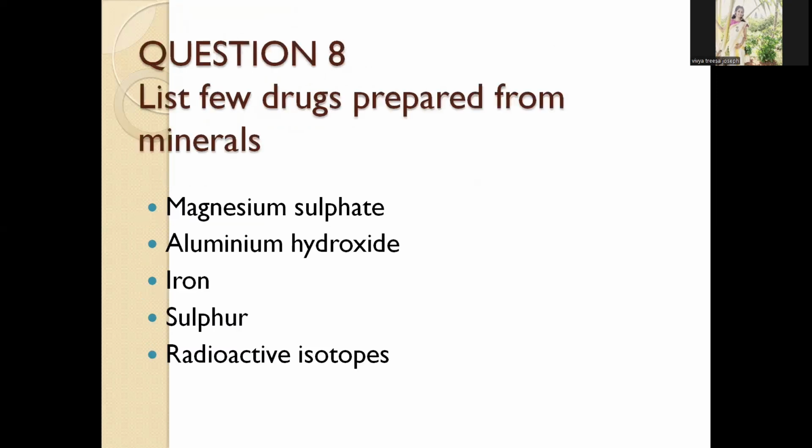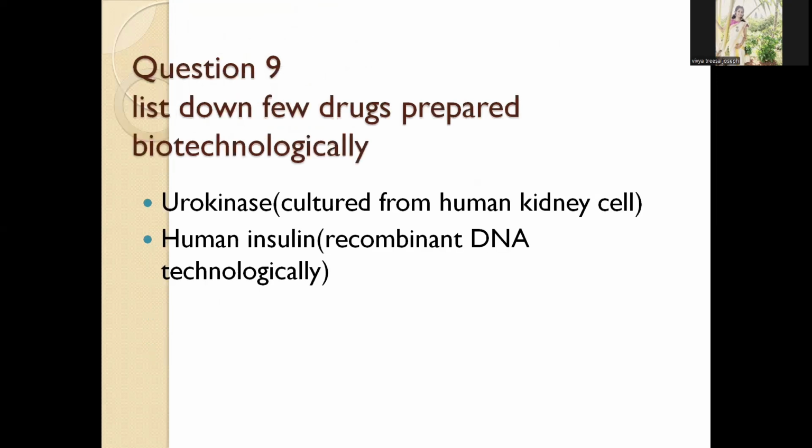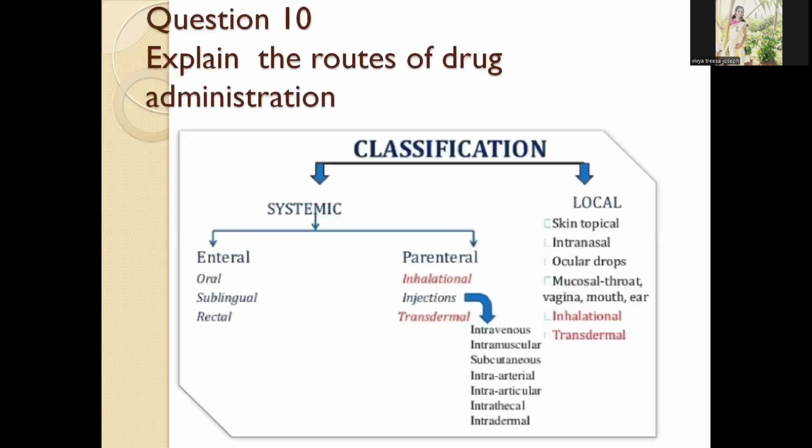Next question, list down few drugs prepared from minerals, that is magnesium sulfate, aluminum hydroxide, iron, sulfur and radioactive isotopes. Next question, list down few drugs prepared biotechnologically. First is urokinase. It is cultured from human kidney cell. And second example is human insulin, as we know, recombinant DNA technology.